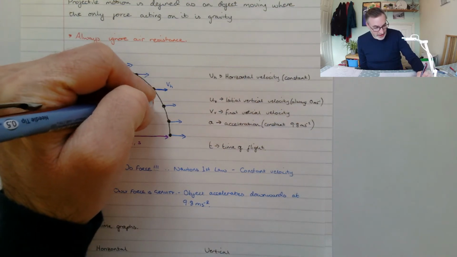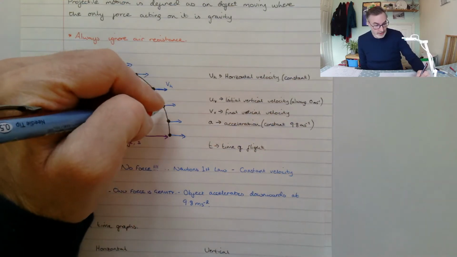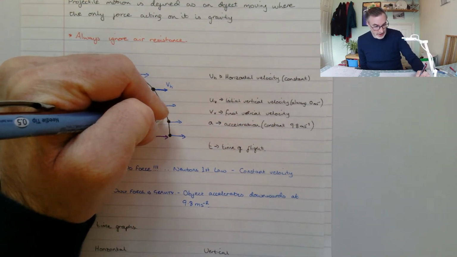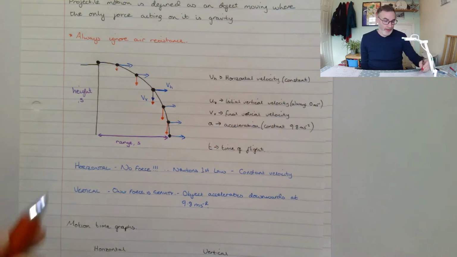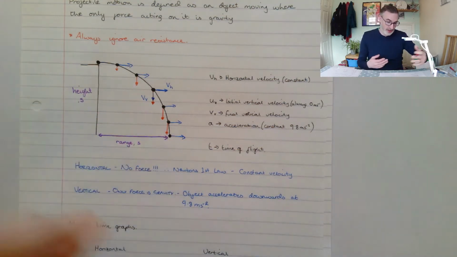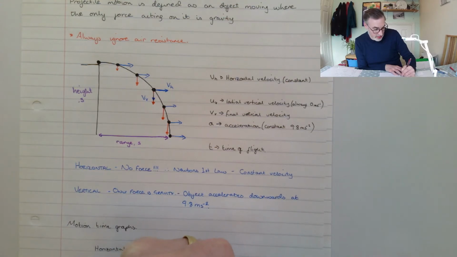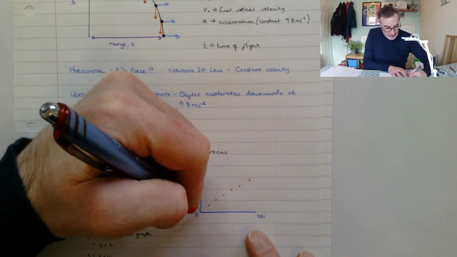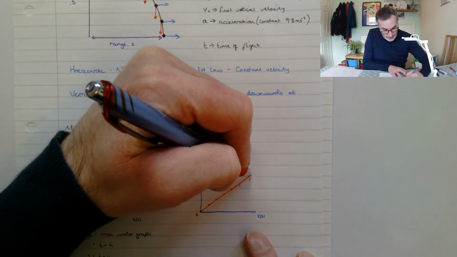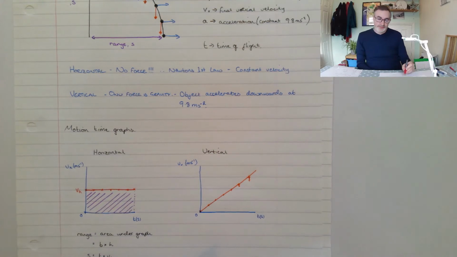After the third second, it's going to be traveling even quicker, 29.4, 39.2, 49, and so it will increase its speed by 9.8 every time. And so we're going to get a graph which looks like this. You're going to get a graph which has a straight line pointing up here. So it'll look like this.